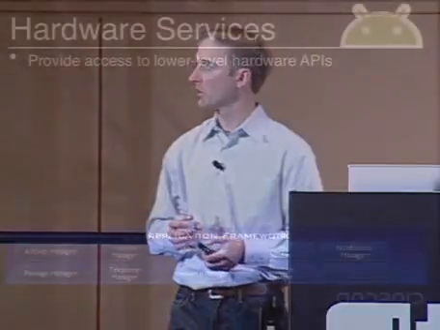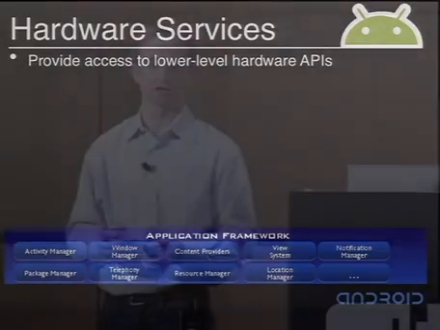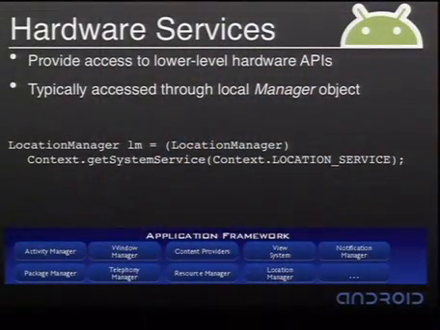Okay. But we also have a whole list of hardware services, things that aren't maybe intrinsic to the Android platform, but provide you access to all of the lower-level hardware features on the device. They're typically accessed through a local manager object through, again, the context, as we saw before. So you would just grab, like location manager here, grab it as a system service from context, and cast it. And so then you have a handle to the local stub.